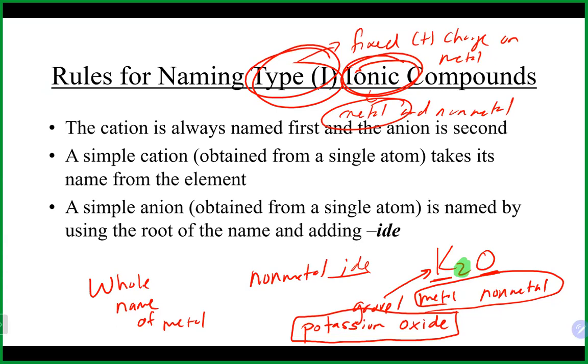So there's no prefixes here. You could have 400 potassiums there. It would still just be called potassium. Same thing with the oxygen. You could have like 30 oxygens. It would still be just oxide at the end. So no prefixes or anything like that when you're doing an ionic compound and type 1 or type 2 sort of compound. Other questions on that? Okay.